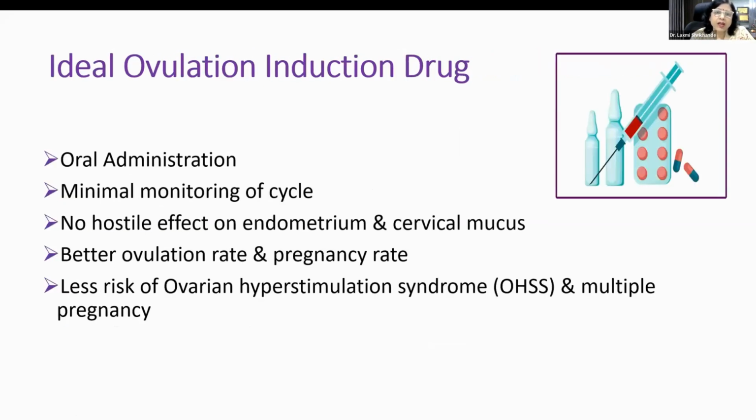Do we have an ideal ovulation induction drug? We all would like to have a drug which is oral, which requires minimal monitoring of the cycle, which does not have any hostile effect on endometrium and cervical mucus, should have better ovulatory and pregnancy rates, and should have very little risk of OHSS and multiple pregnancy.